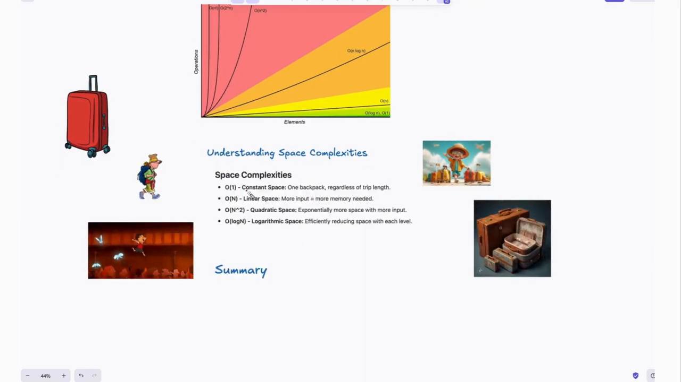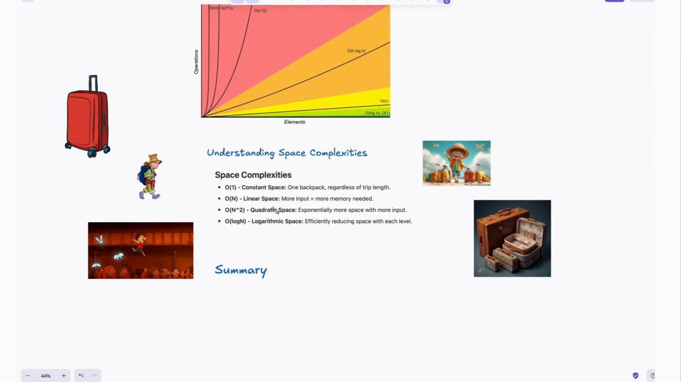So let's break down the common ones. First one is the best case scenario, which is O of 1, or constant space complexity. Imagine you're packing for a quick trip and you need only one small backpack. Whether you're going for a day or two, your packing style doesn't change. So you're always with the same backpack. That's O of 1 space complexity. It means the amount of memory your algorithm needs stays constant no matter how much data you're working with. You'll only need a fixed amount of space. A classic example is dealing with variables of type integer, float, and so on.